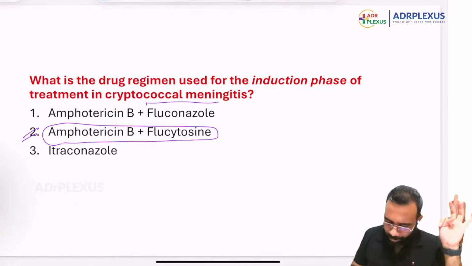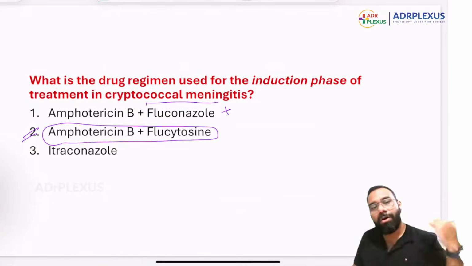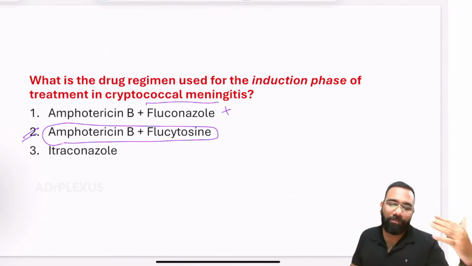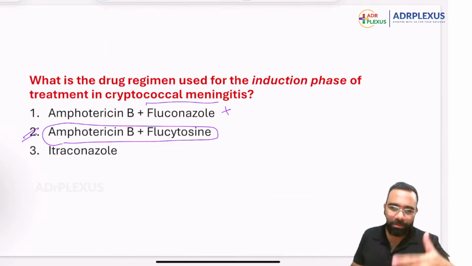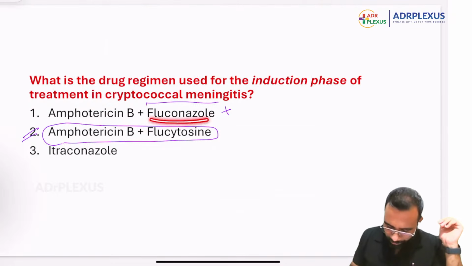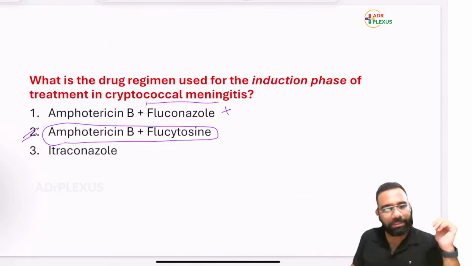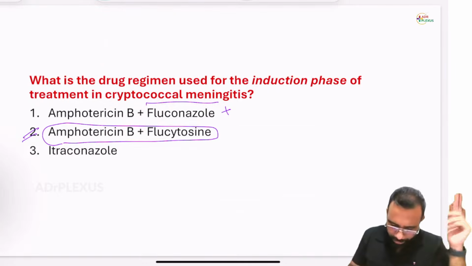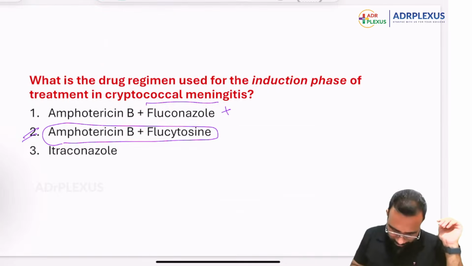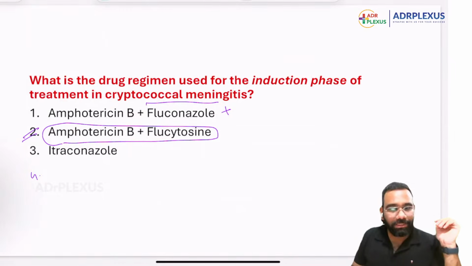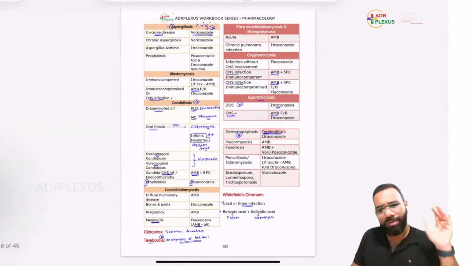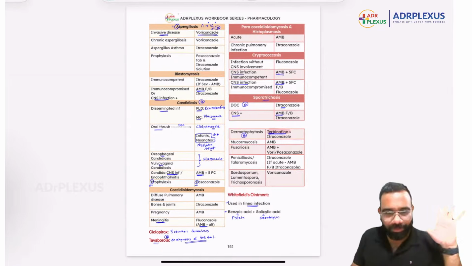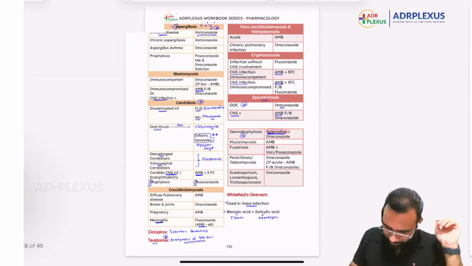He has given amphotericin and fluconazole. No, we will add fluconazole after, followed by amphotericin B plus 5-flucytosine, followed by fluconazole. But we are not going to give fluconazole in the first instance. Next one, itraconazole. No, we don't give itraconazole. And I don't know about the fourth option. If you can recall, just text me what that fourth option is. So amphotericin B, 5-flucytosine. If you see meningitis, go for amphotericin B, 5-flucytosine. That's what I told you.